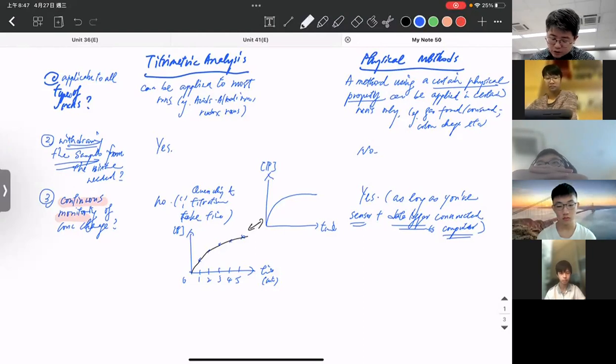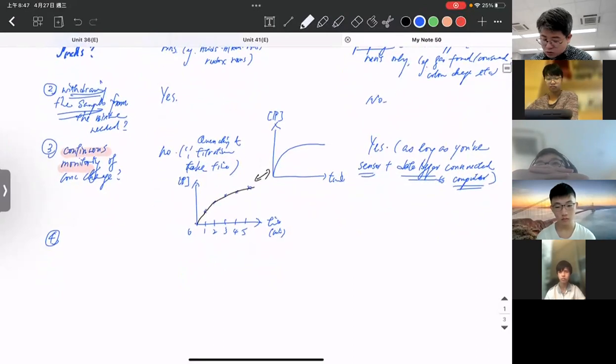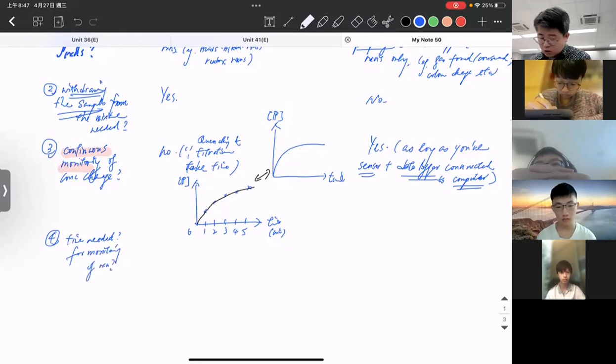It comes to number 4. So the time needed for the monitoring of the reaction. It comes to this. For titrimetric analysis, it will take you so much time because of quenching. Okay, so which means that it is quite inappropriate for some rapid reactions.